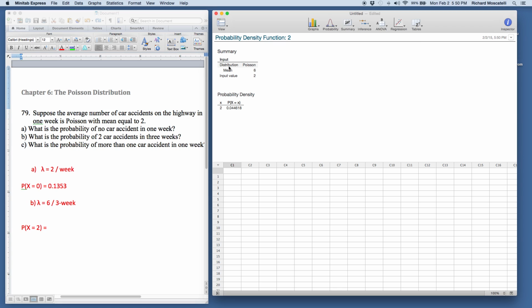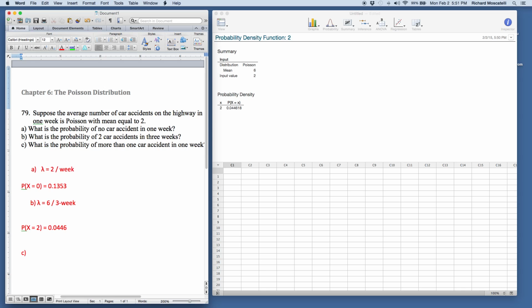The input, what do we give it? Poisson distribution, the mean is 6. The input value is 2. When x is 2, the probability of 2 is 0.0446. Obviously, once you get fast with this Poisson calculator in Minitab, you really work these things fast. It's a lot faster than using the actual formula. The formula obviously takes a little bit of time.